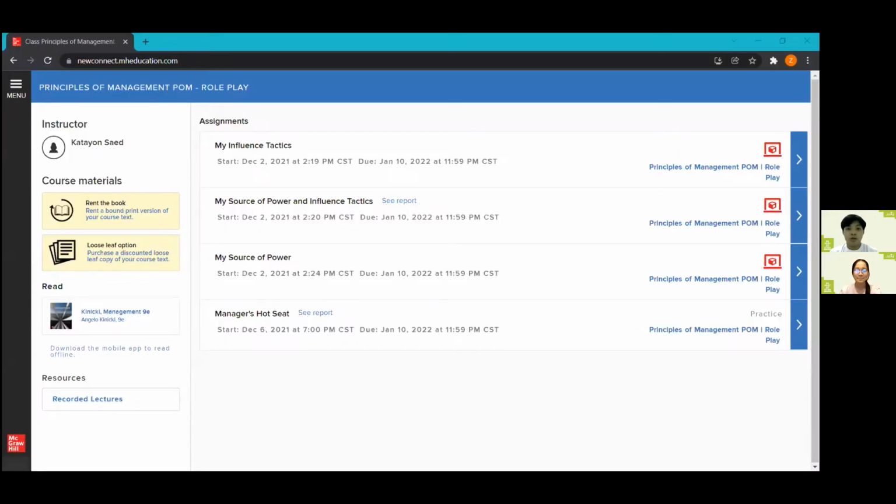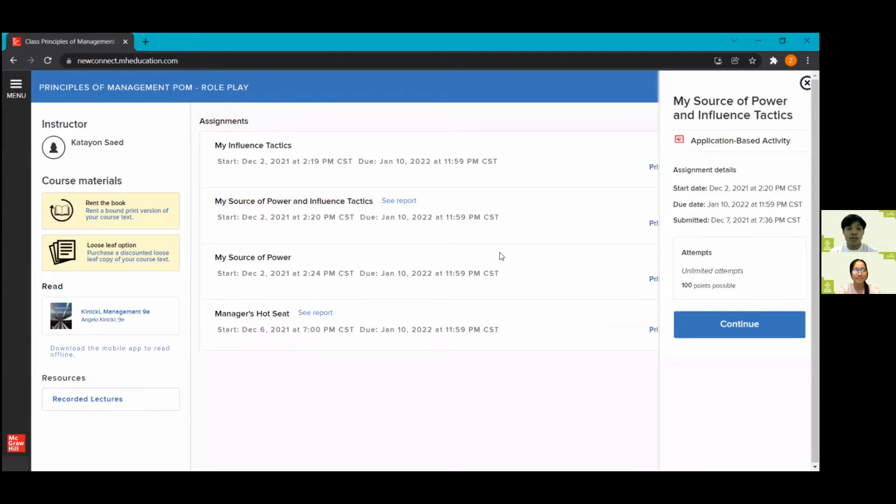So first, we'll be doing a role play on sources of power and influence tactics. A role play is an activity that will put us in a real life scenario, and we have to put ourselves in situations where we can apply what we have learned. So let's begin. All right, let's start.